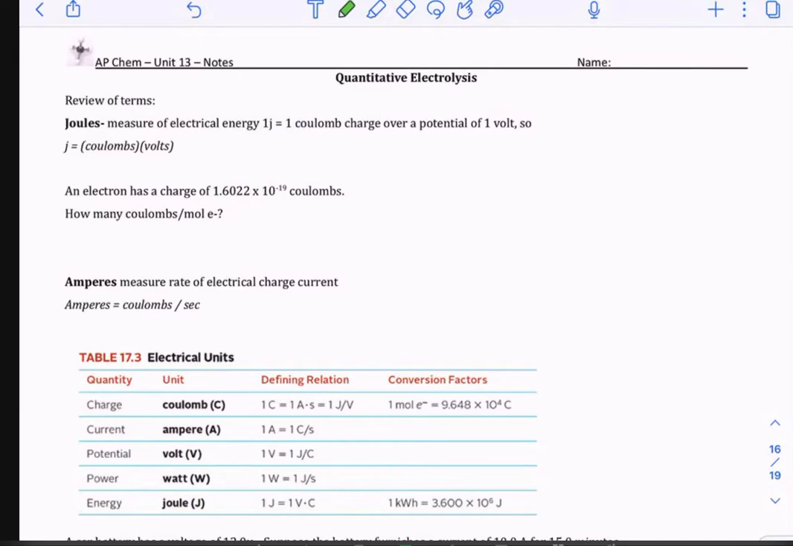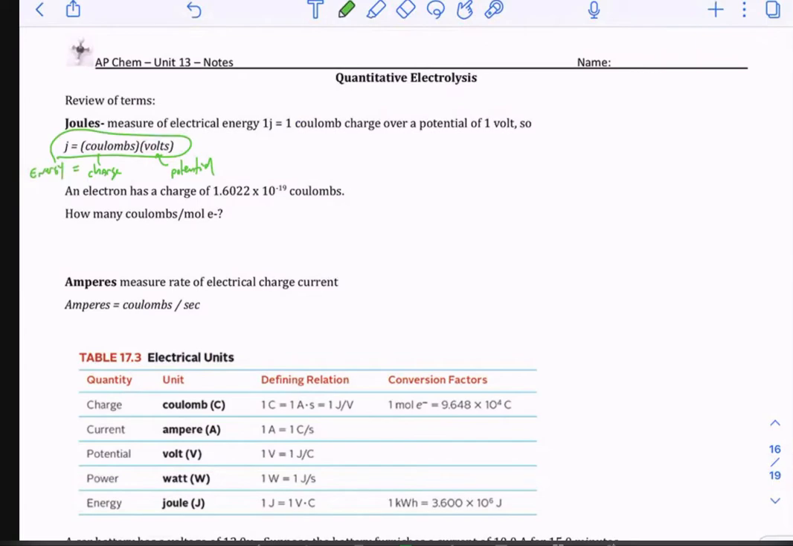Joules, we've been calculating joules all year long, right? We've used joules when we talk about caloric energy, thermochemical energy. But joules can also be solved for electrically. So the joule is a measure of electrical energy. It's a Coulomb charge over a potential of 1 volt. Or in other words, we can solve for joules by multiplying the coulombs by the potential. Remember, coulombs is the charge, volts is our potential, and J is our energy, joules.